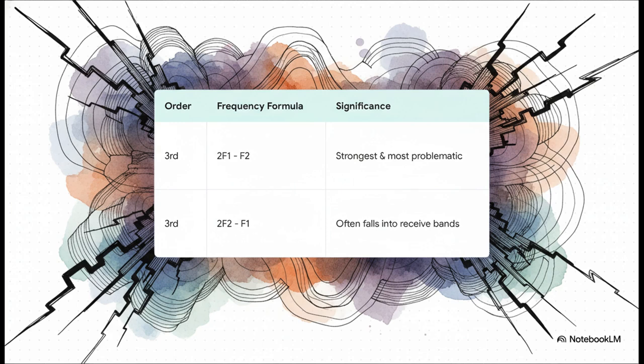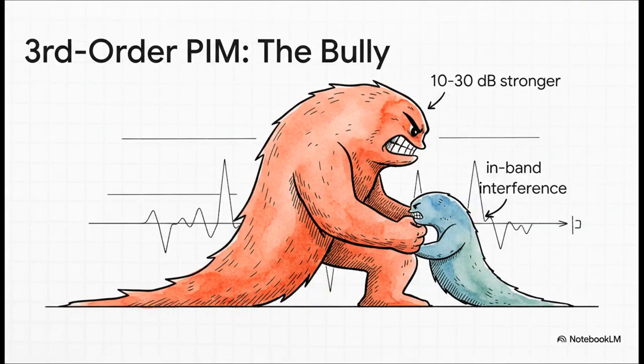And when that happens, it raises what we call the noise floor, basically just drowning out the real signals your antenna's trying to hear. You know, the best way to think about it is that these third-order products are the bullies on the playground. They are way louder than the others, and because their frequencies are so close to your original signals, they're the ones that cause the most trouble for your network's very sensitive receivers.